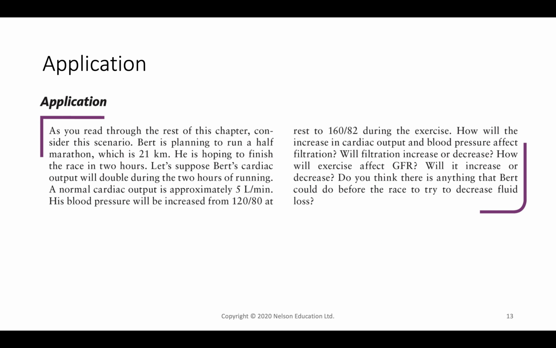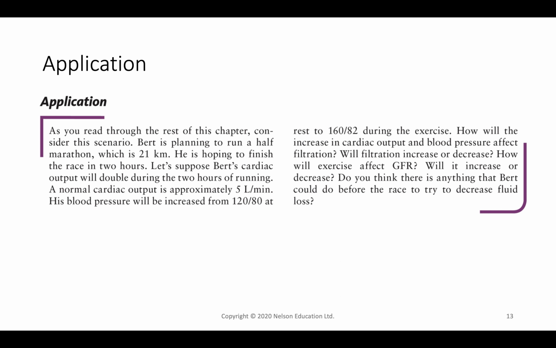All right, so here's our application question. And it's talking about a marathon runner named Bert, who's hoping to finish a half marathon in 2 hours. And we do know that his cardiac output is going to increase. It will actually double probably throughout that 2 hours. And if a normal cardiac output is 5 liters per minute, and his blood pressure will be increased, and it tells you from what to what, how will the increase in cardiac output and blood pressure increase the filtration rate?